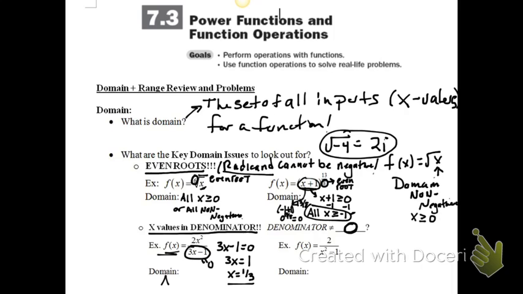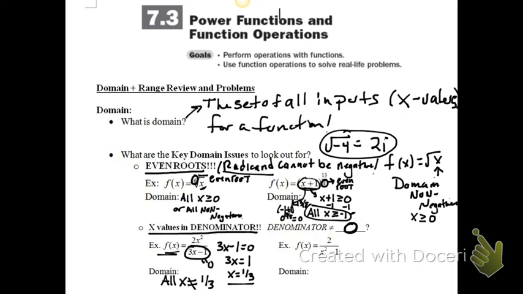So for the domain, the way I would let you write it is just all real numbers, or just all numbers x that are not equal to 1/3, and I'm fine with that. So all numbers that are not equal to 1/3 are fine. But if I plugged in 1/3, the denominator is 0, and it is undefined. Let's take a look at another one.